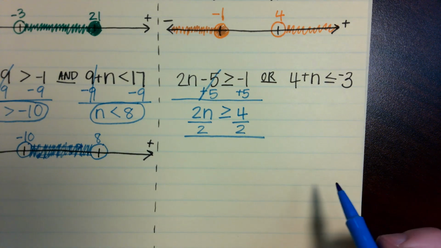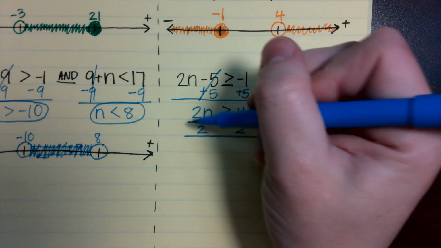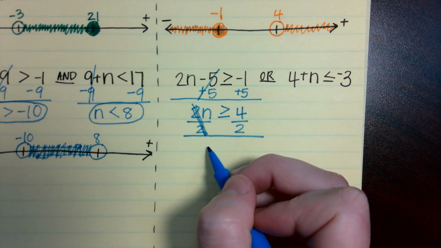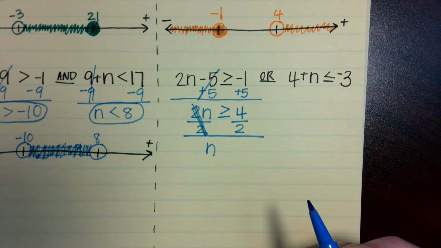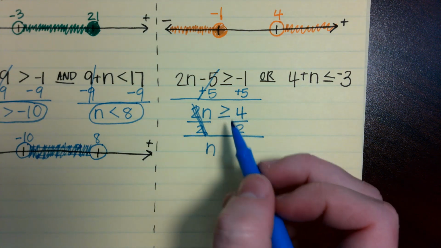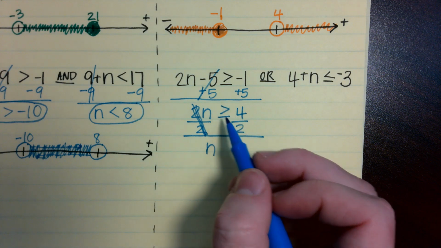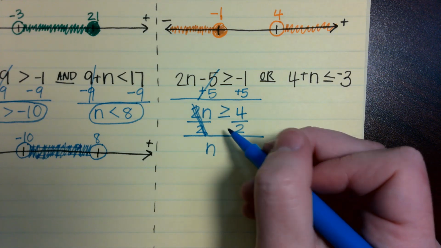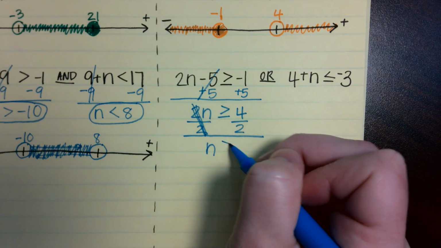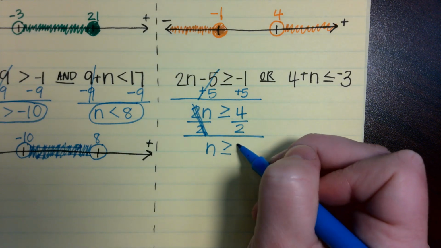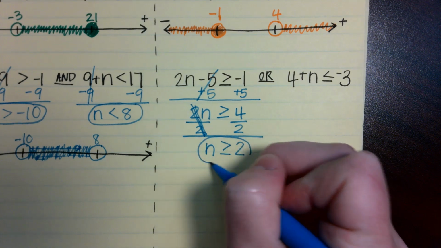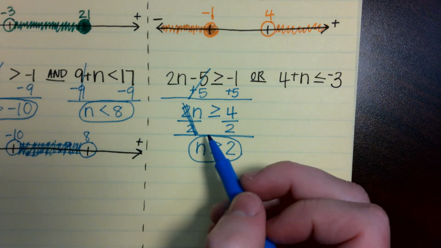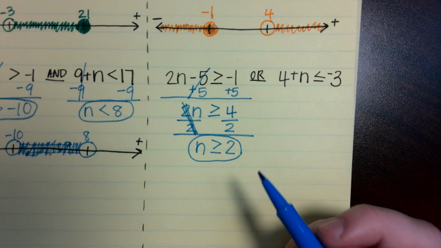What happens next? My 2's are going to cancel. What'd you say? So I'm getting ahead. That's all right. So we've got n is what? What's my sign? Greater than or equal to. 4 divided by 2 is 2. All right, we got one of them done. So we know n is going to be greater than or equal to 2.